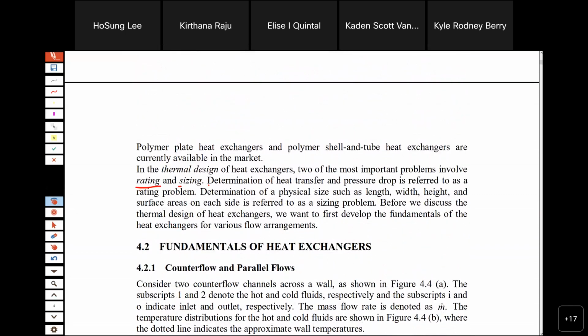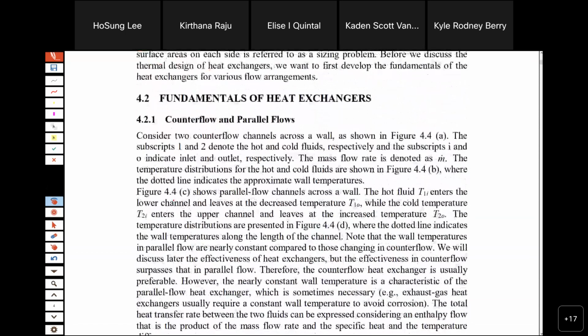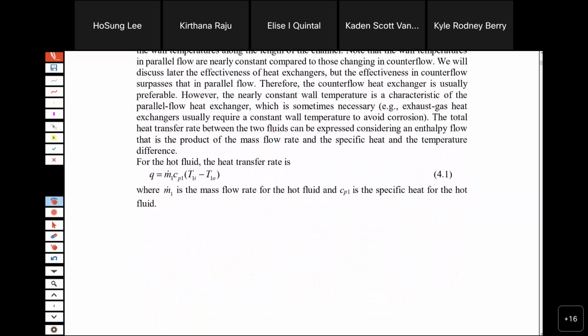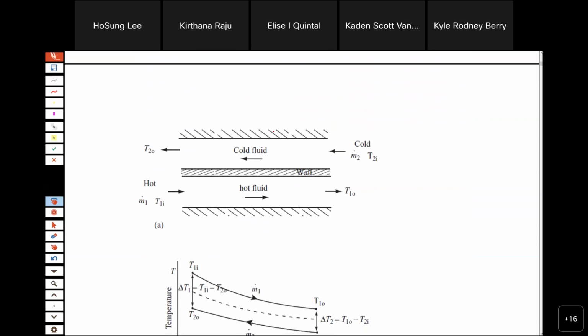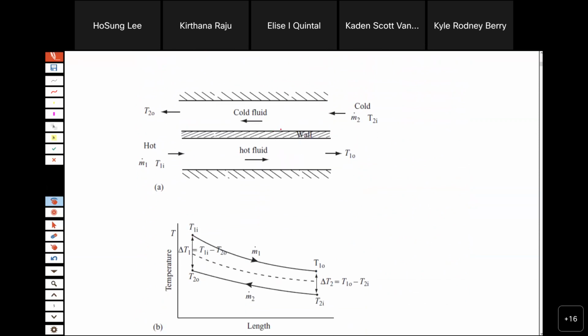Again, rating and sizing I discussed. So let's look at the fundamental. You can think of a double pipe, but not necessarily. The basic fundamental features are counterflow and parallel flow. Let's look at it. It could be a double pipe, but not necessarily.